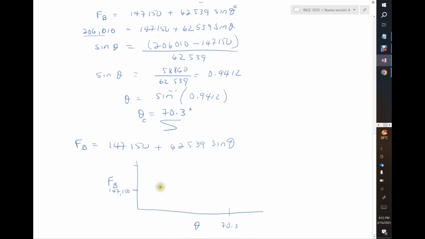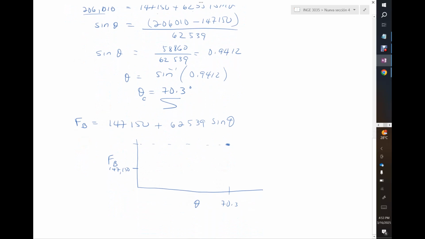Let's put it here somewhere, so this will look more like this. So here you are, and any value within these two values will look more like a curve like this. There we go. So that's basically how that plot will look for FB.